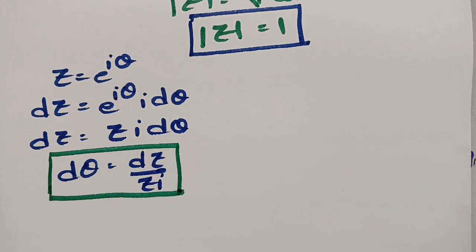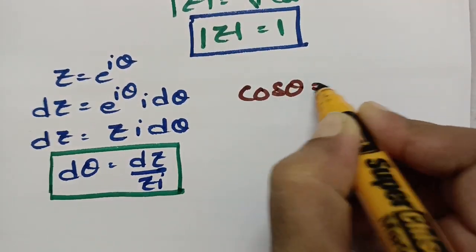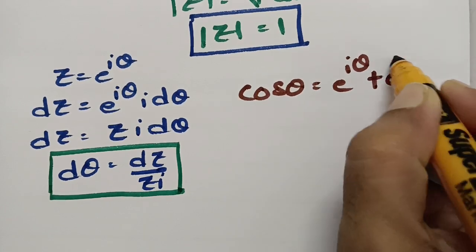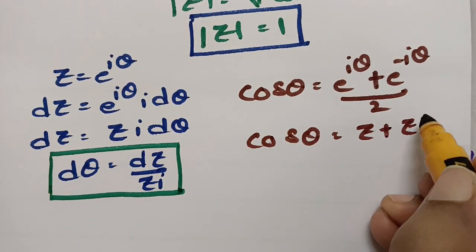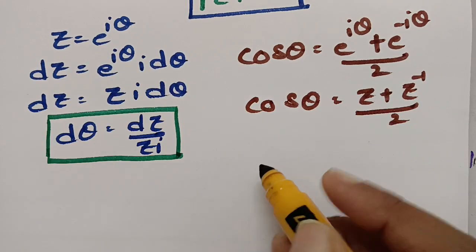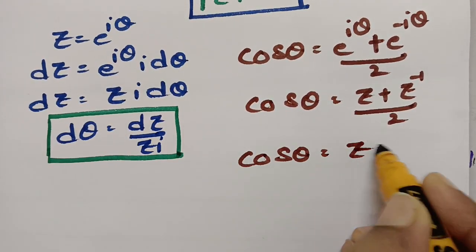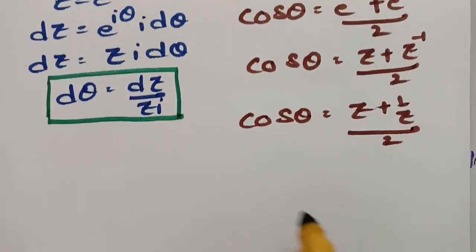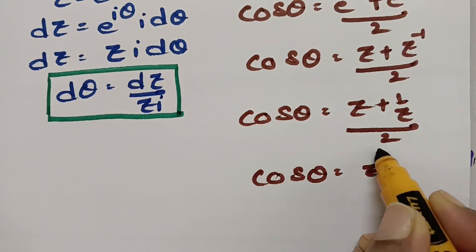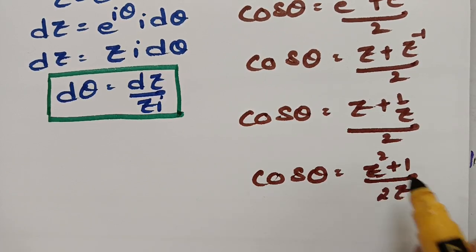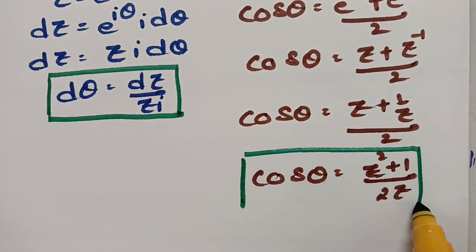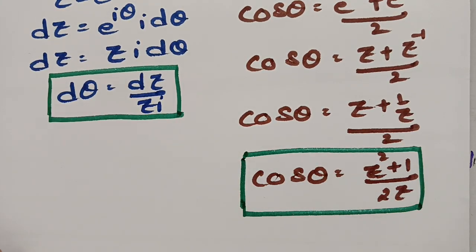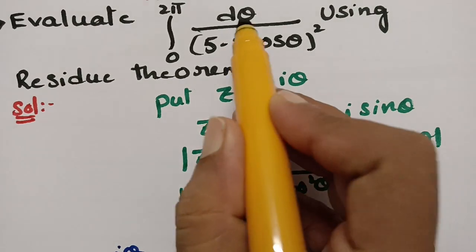The next thing we need is the cos theta value. Cos theta can be written as e power i theta plus e power minus i theta by 2. So cos theta is equal to z plus z inverse by 2, which is z plus 1 by z by 2. Therefore cos theta is equal to z square plus 1 by 2z. And therefore we got the values of d theta and cos theta.